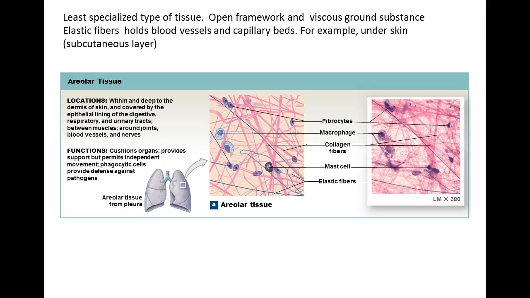You have this in the dermis of the skin, covered by the epithelial lining of the digestive, respiratory, and urinary tracts, between muscles and joints, blood vessels and nerves. You have this type of tissue cushioning organs, providing support and permitting independent movement. So that's areolar tissue, and the pictures are worth 1,000 words from me anyway.